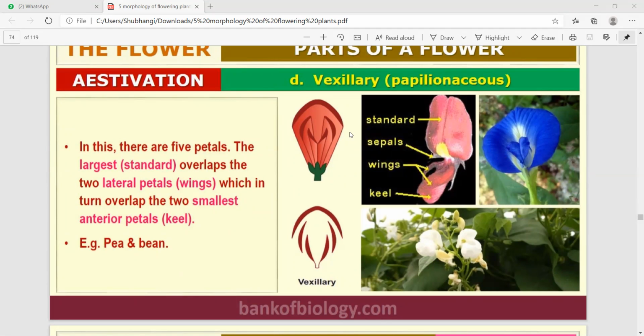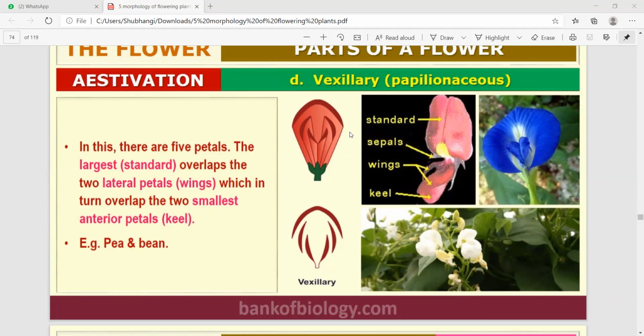Suppose there are no petals in our flower, and I have to decide the estivation based on the calyx, then what will we consider? We consider the sepals. So either you take the petals' arrangement for estivation, or you can take the calyx arrangement for the estivation.